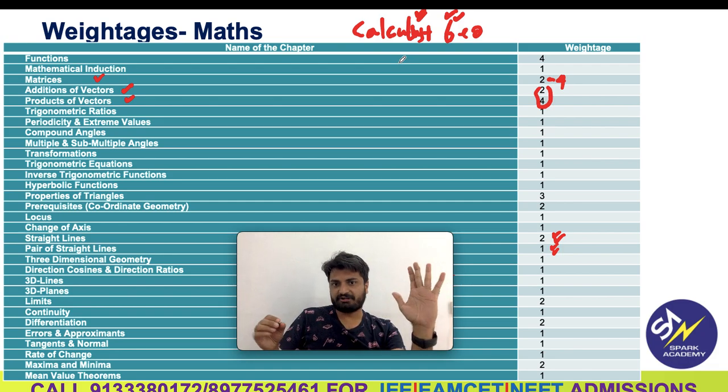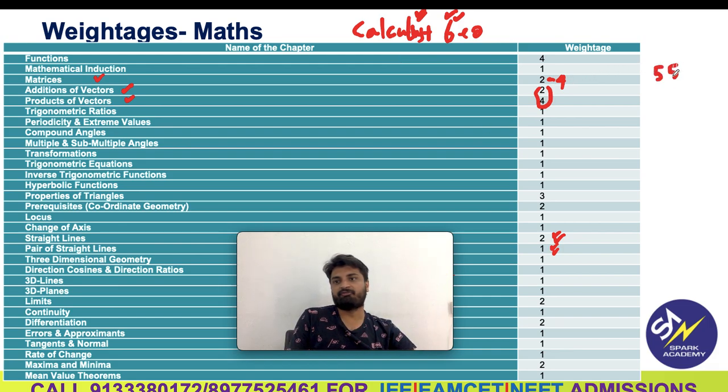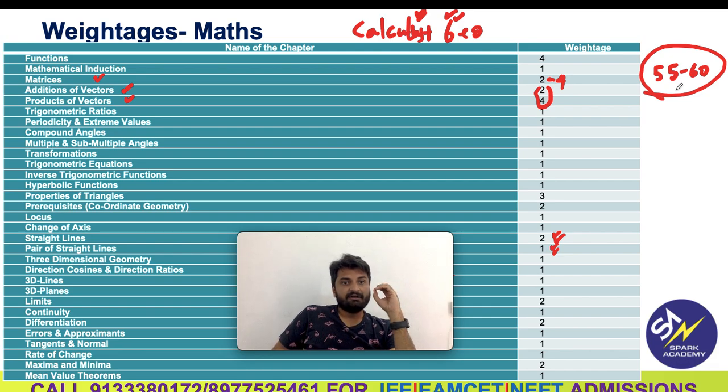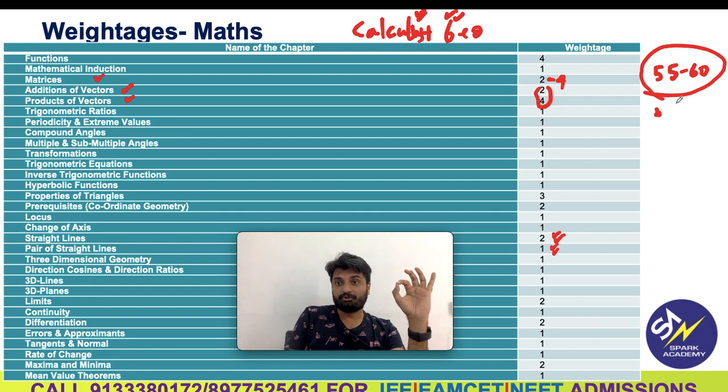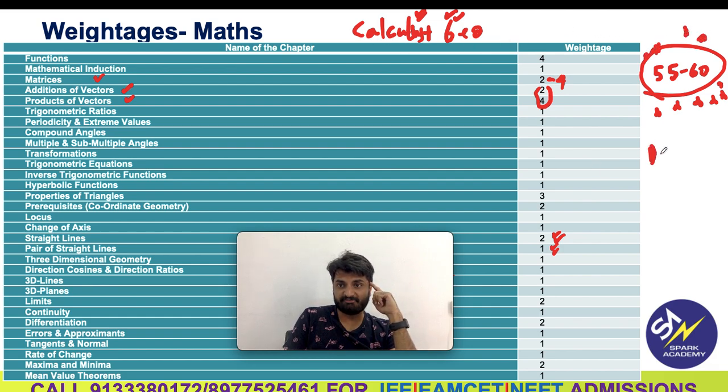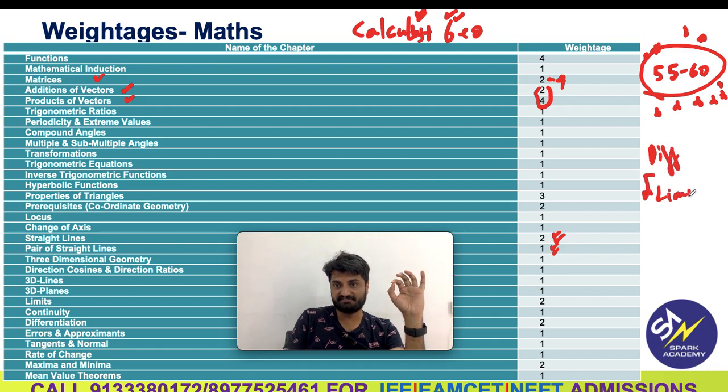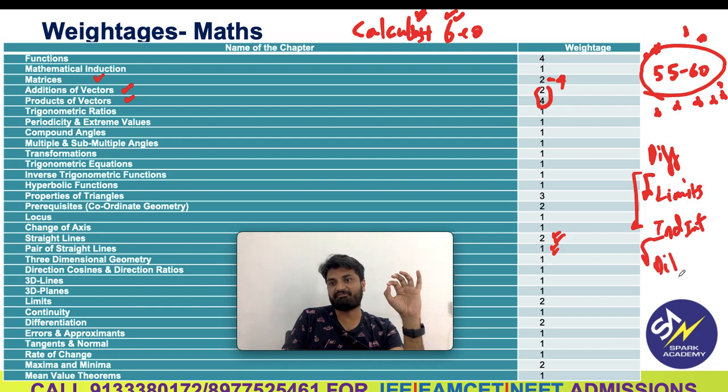Matrices, again, easy scoring chapters. If you do that, you can aim for 55 to 60 in mathematics. Even if you miss out on some of the lengthy difficult chapters, 55 to 60 should be your target in mathematics. The more specific game plan for calculus should be, first, you need to be thorough with differentiation. If you are thorough with differentiation, you can do limits easily. If you are thorough with differentiation, you can also do indefinite integration easily. If you are thorough with indefinite integration, you can do differential equations easily. So in that way, you can map it out.